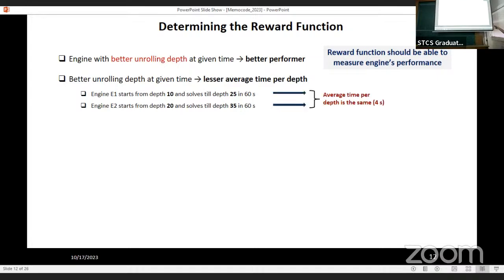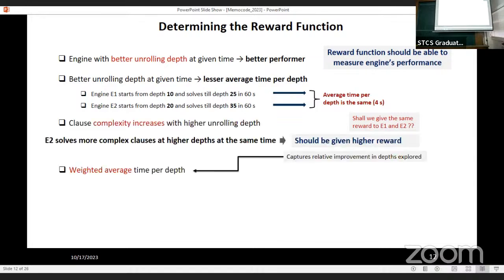If you evaluate this at a handover point based on average time per depth, it's the same, 4 seconds. But look at engine E2. They solved a bigger challenge. It started from depth 20 where the clause complexity has already increased. So what you essentially want is a depth-weighted reward mechanism where you give more credit to engine E2 simply because it has solved a more complex problem in the same time. So this should be given higher reward.